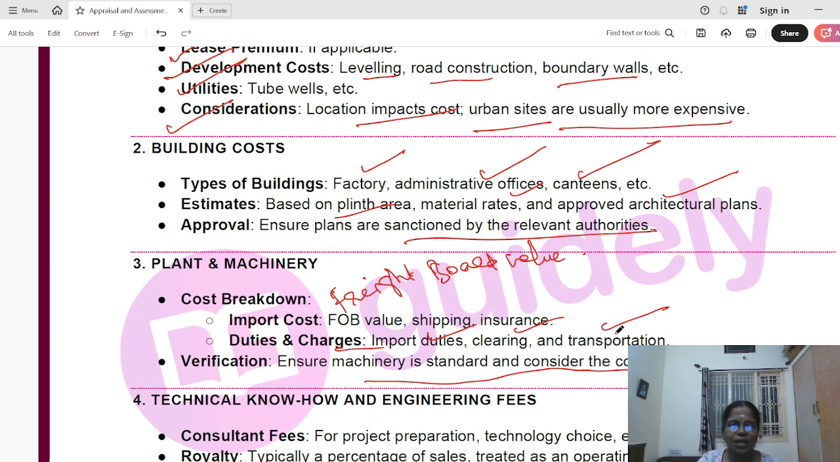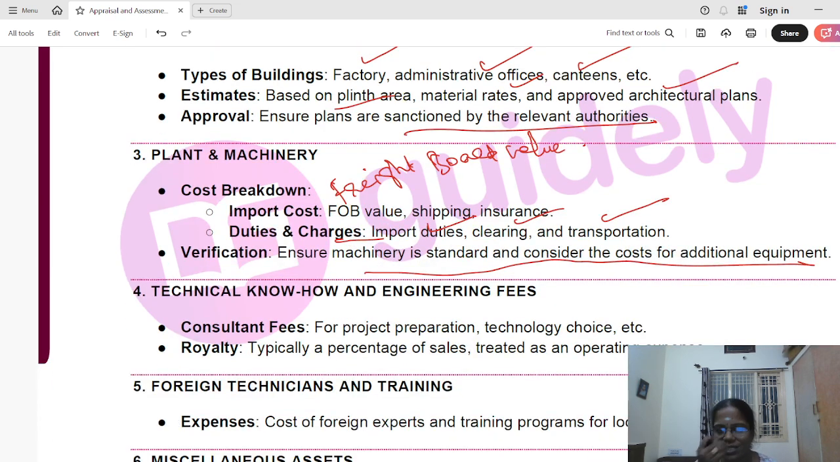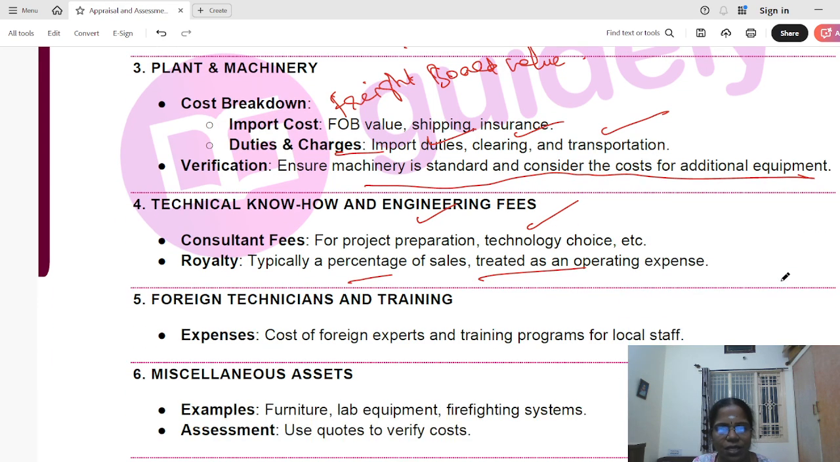Okay, that. Technical know-how and engineering fees, consulting fee, that is the project preparation, technology choice. This is what needs to be funded. Royalty, typically a percentage of sales, is treated as an operational expense. Royalty is paid for that. Foreign technical and training expenses are the cost of foreign experts and training programs for local staff. How much is paid to the foreign expert, and what is the cost of training local staff, okay? So that is foreign technicians and training.